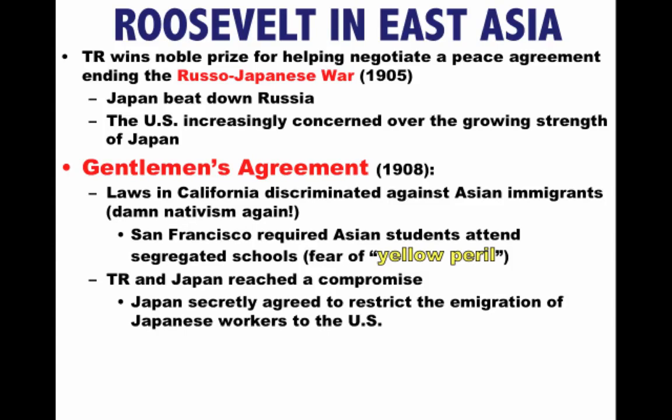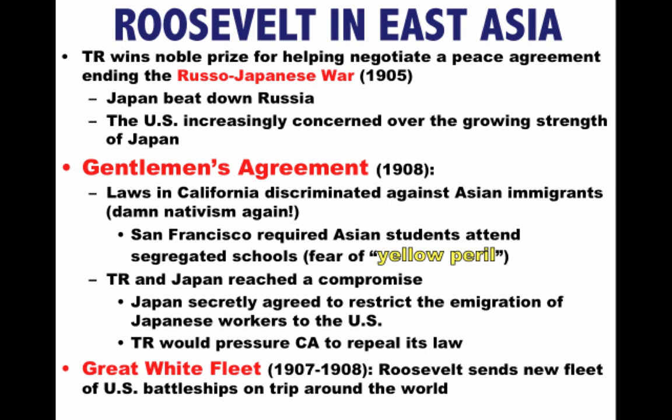And here's what the gentleman's agreement covered. Japan secretly agreed to restrict the immigration of Japanese workers to the U.S. by withholding passports, and TR would pressure California to repeal its discriminatory laws. And that's the background of the gentleman's agreement.